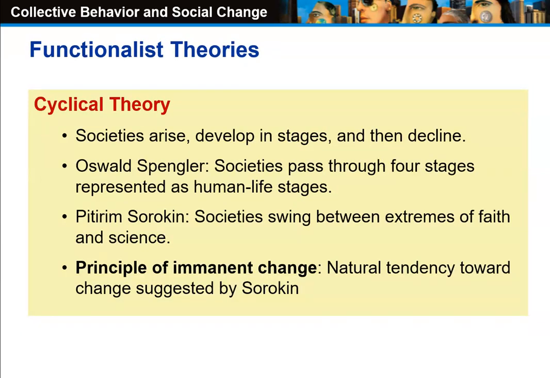Well, the first functionalist theory we're going to talk about is cyclical theory. In cyclical theory, societies arise and develop in stages and then decline. So Oswald Spengler says societies pass through four stages, represented as the human life stages. Pitirim Sorokin describes it as societies swinging between extremes of faith and science. And then we have the principle of immanent change, where the natural tendency towards change is suggested by Sorokin.